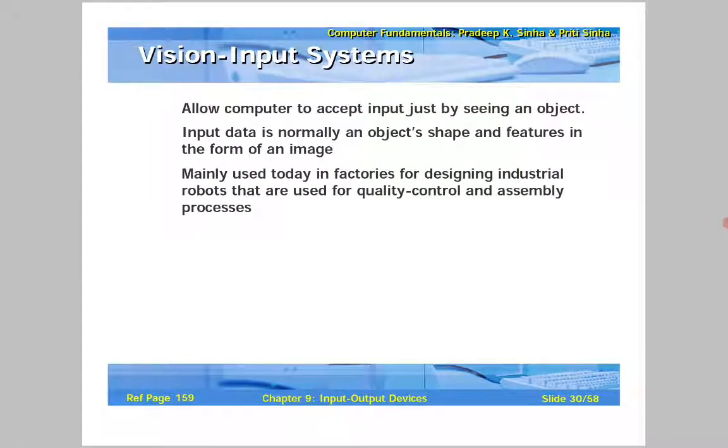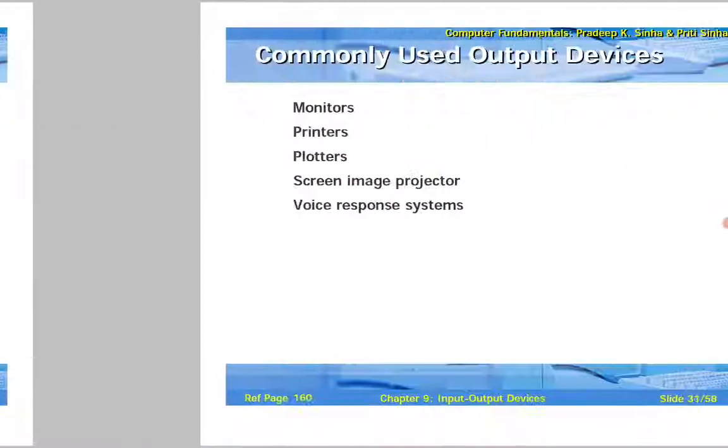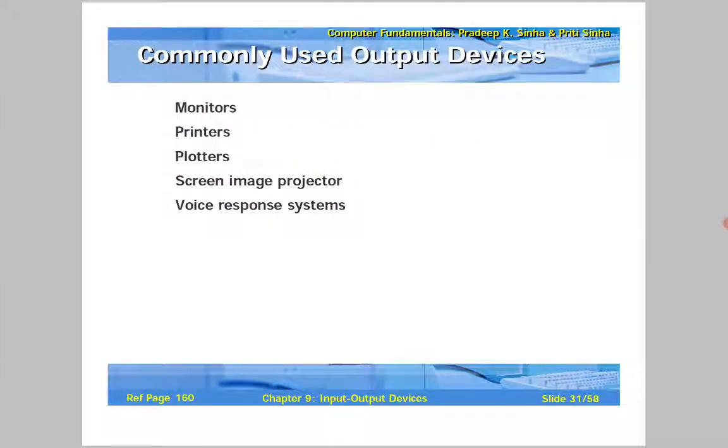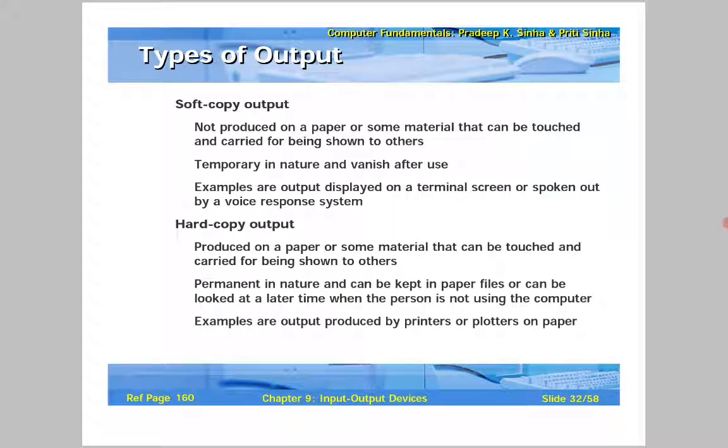So next popular devices are the output devices. Output devices generally means monitors, printers, plotters, screen image projectors, and voice response systems. These are the most popular output devices used. Generally, output devices are of two types: soft copy output and hard copy output.